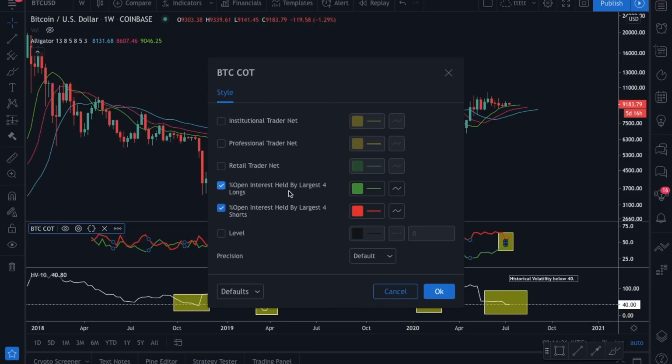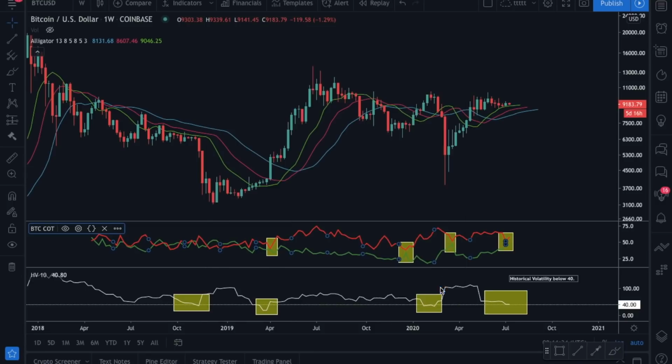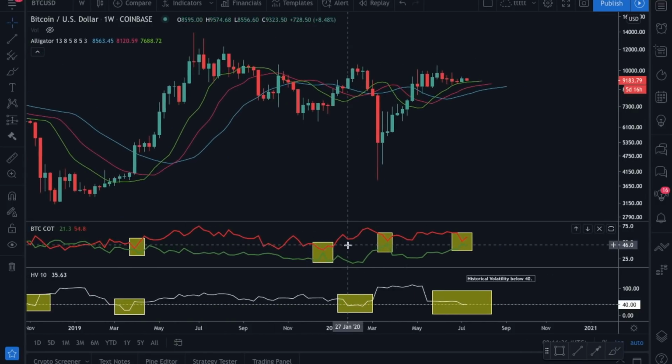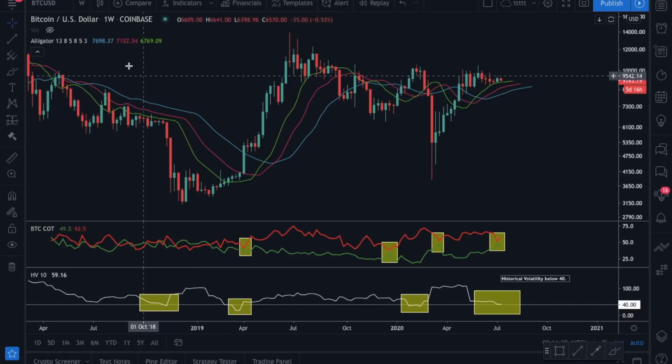But if you look at this here, the green line is the percentage open interest held by the largest for longs, and the red line is the percentage open interest held by the largest for shorts. So if I actually show you this example of Bitcoin right now, along with this alligator indicator and this historical volatility, guys, you can see something very, very interesting unfolding in a bigger picture.